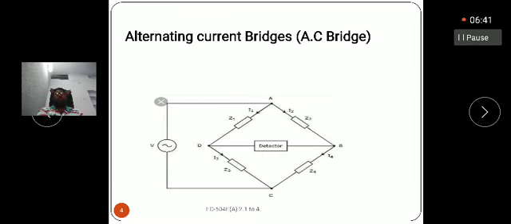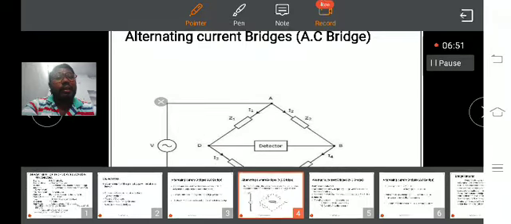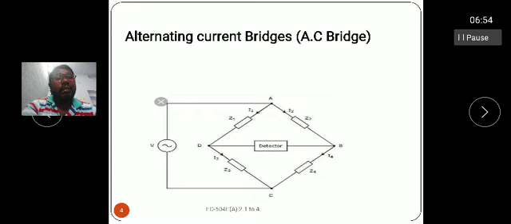Then in the arrangement of the bridge circuit, we are having four legs: A, B, C and D. Between A and B we are having one impedance. Between A and D we are having another impedance. And to the terminals A and C we connect the AC source. Between B and D we connect the detector circuit. This is the simple diagram of the AC bridge.